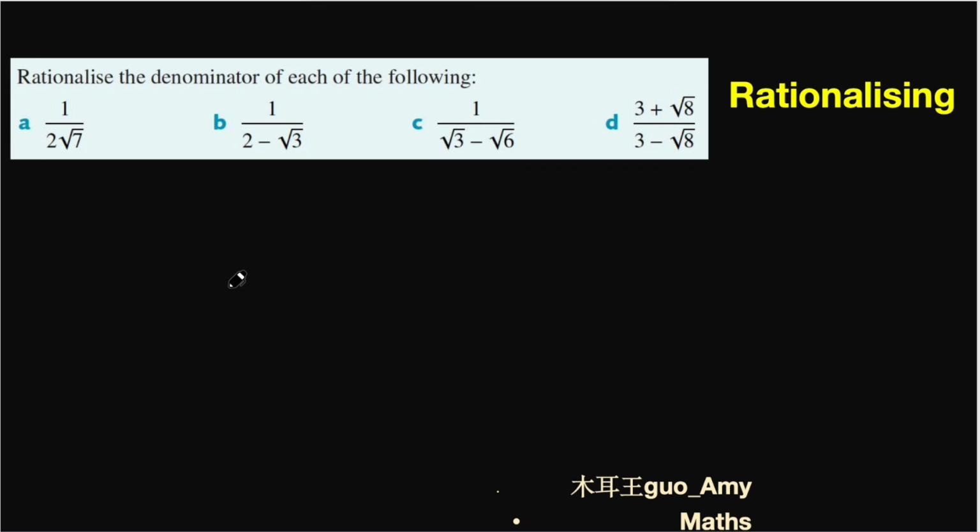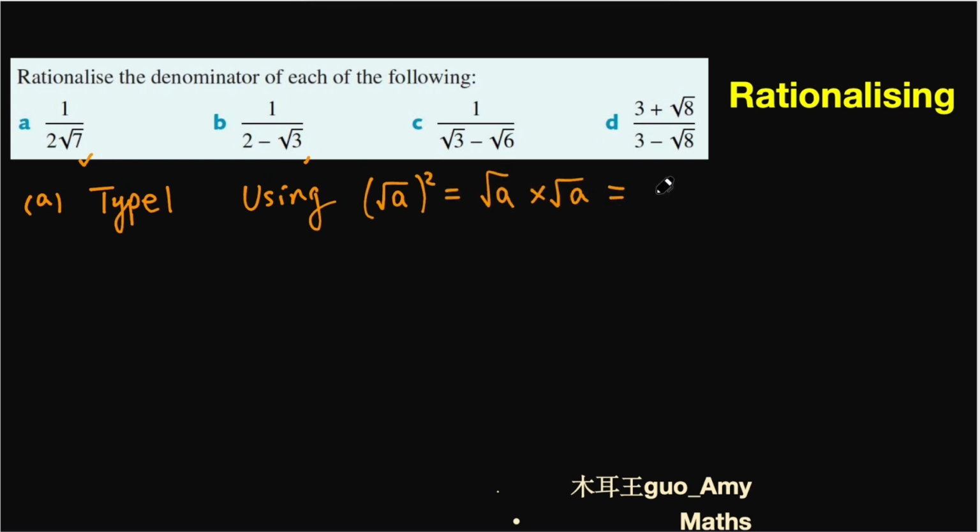When we try to rationalize the denominator, first we are going to check the feature of the denominators. Like question A, we have only one term in the denominator, with one single surd. In this case, we will call it type 1, and for this type, we will use the property root A squared means root A times root A. The result will be A. For this, A should be positive.